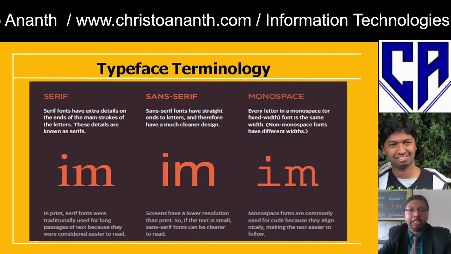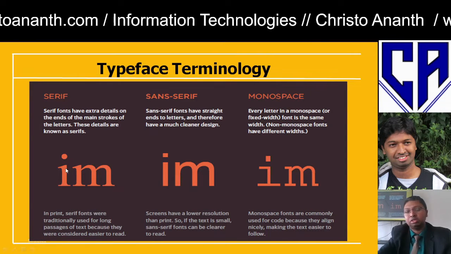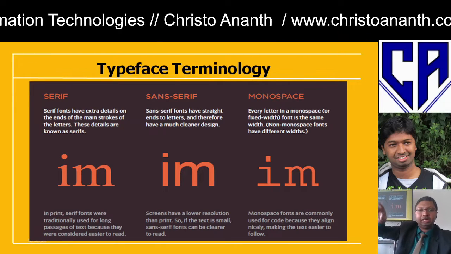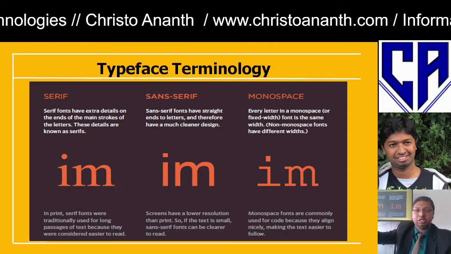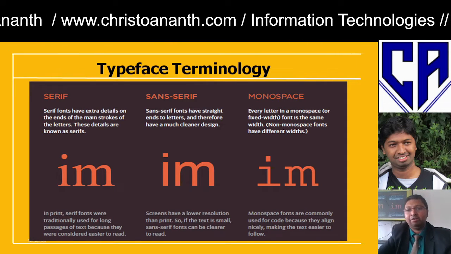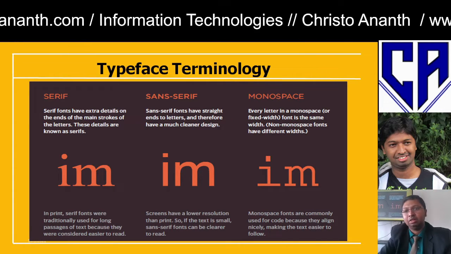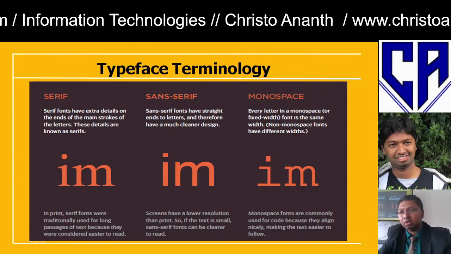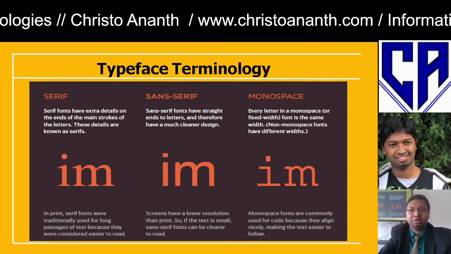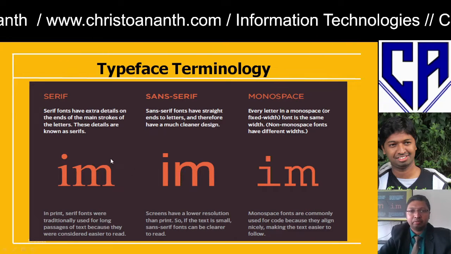So you'll have the typeface terminology: serif, sans serif and monospace. Understand the difference between the three of them. For serif, it will be like main strokes of letters. For sans serif, it will be a little thinner. Okay, so you'll have a cleaner design. But monospace has the same width for each of the letters. So for every letter, you will have some space. So this is monospace or maybe single space.